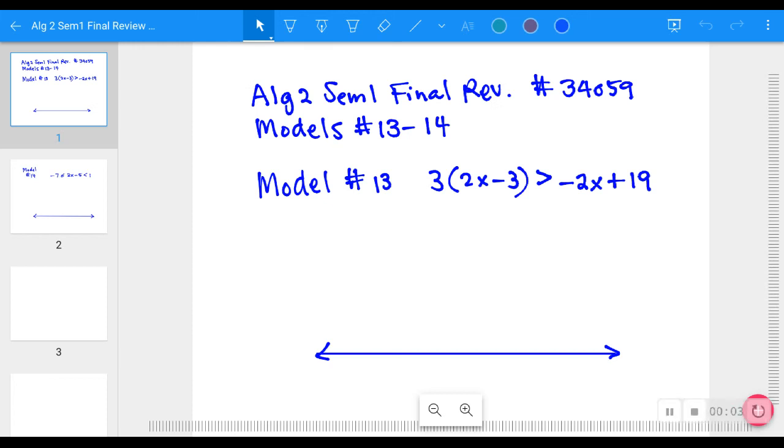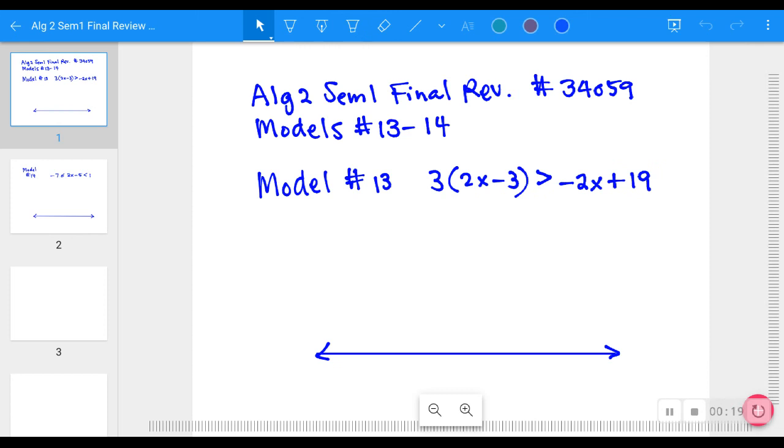Okay, welcome back to the Algebra 2 Semester 1 final review. We're going to be looking at models for 13 and 14. Both of these problems involve inequalities, or less than or equal to signs, or greater than or equal to signs, those sort of things, okay?